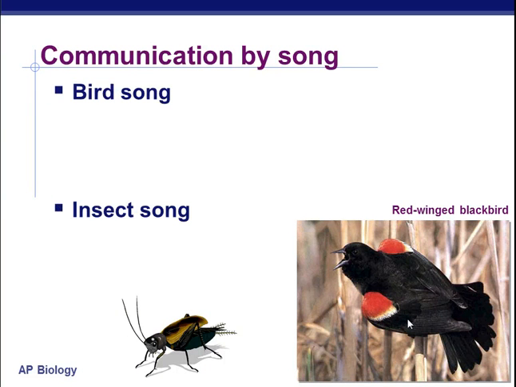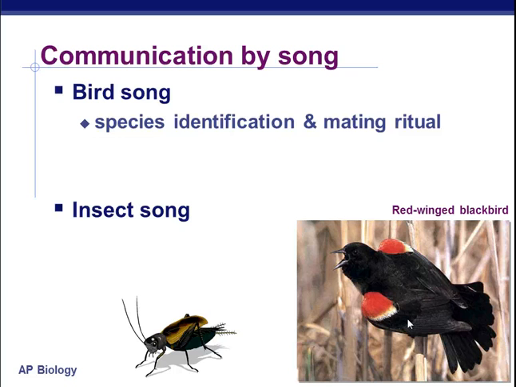There is communication by song in both birds and insects. Birds use song to identify other species and to make sure they're mating with birds of the same species. So could you try to remember what kind of pre-zygotic isolation that is?